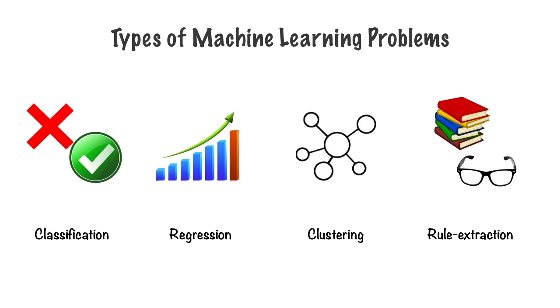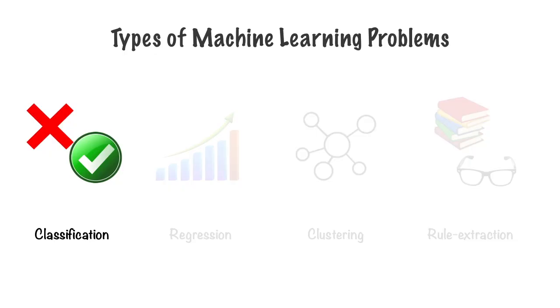Of these four broad categories, classification is very popular and very commonly used as an application for machine learning, which is why we'll focus on classification in this section. And you'll see that many of our example problems are basically classification of different kinds.